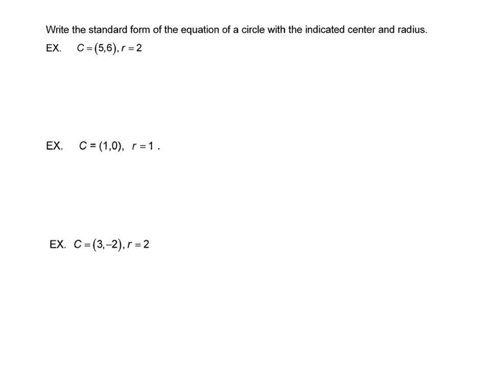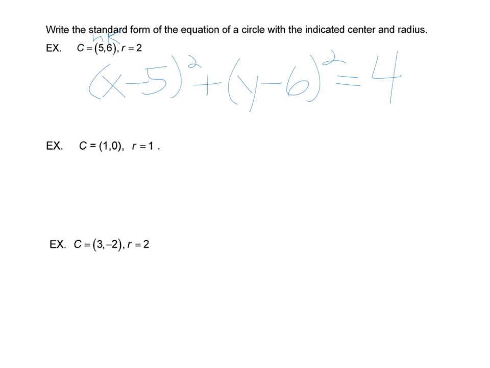Going in reverse, if we're given the center and the radius, we can write the equation of the circle. In the first example, the center is 5, 6, so 5, 6 is the h and the k. And so we flip those signs in the formula. So the formula will be x minus 5 all squared plus y minus 6 all squared equals, and then square the radius. 2 squared is 4, and there's the equation.